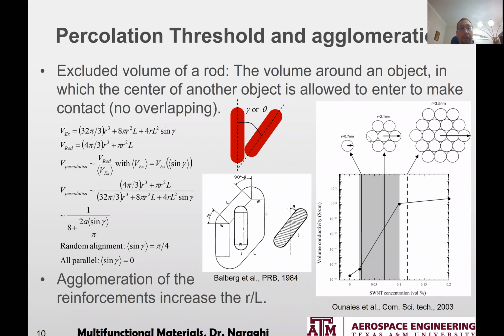Now, we talked a lot about percolation threshold. Let's see if we can quantify that and understand that. A concept that comes to mind is from this paper in 1984. It's a highly influential paper in which they define the concept of excluded volume. Imagine I have two particles in a composite or nanocomposite. These could be carbon nanotubes, carbon nanofibers, graphene, whatever you want.